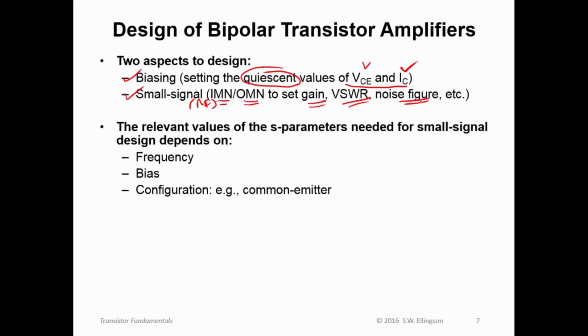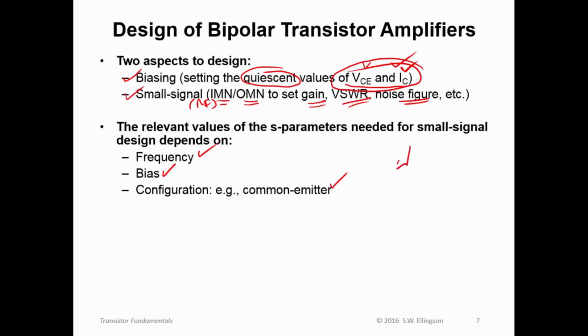Now, let's connect this back to S parameters, which we addressed much earlier in the course. Typically, we need S parameters for the small signal design, and those values depend on frequency, obviously. They depend on the bias, and you will recall that values of S parameters we've used in the past were read from a table. At the top of that table, it would say what value of V sub CE and what value of I sub C those S parameters applied to. And if you change that bias, then the S parameters themselves change. And then, of course, the S parameters also depend on how you're using the transistor. In other words, is it common emitter, common collector, and so on.